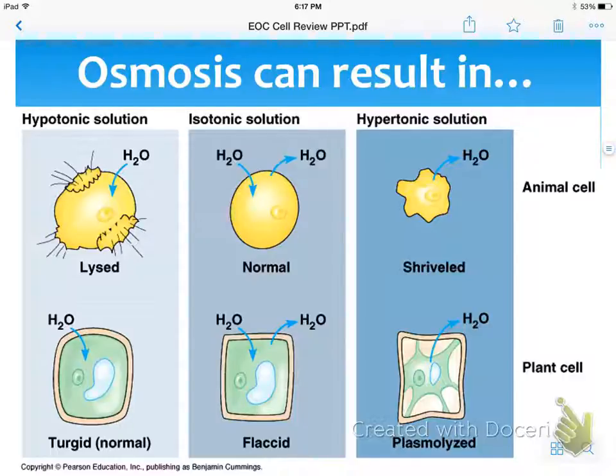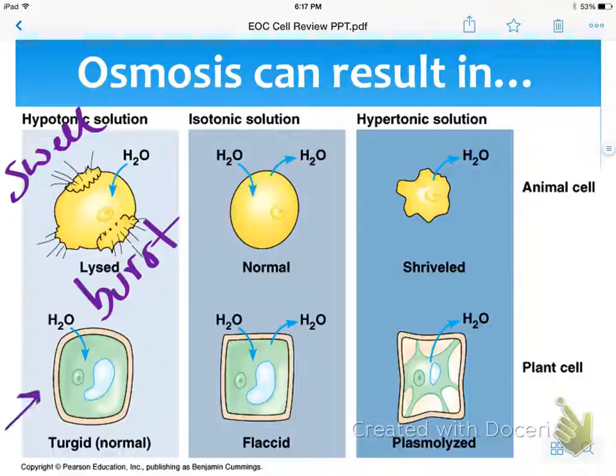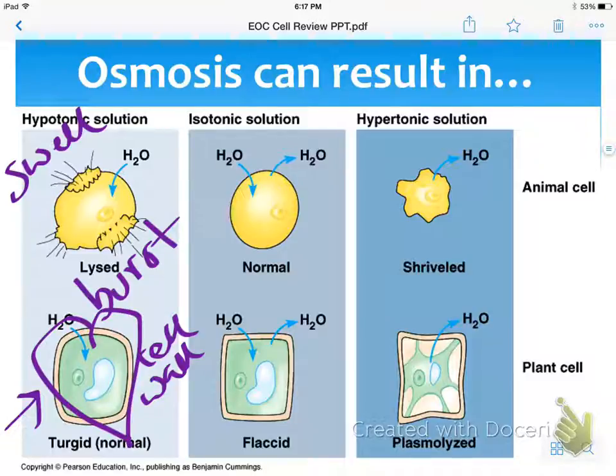So in a hypotonic solution, a cell is going to swell and it could burst. But if it's a plant cell, it won't burst because of the cell wall. So the cell wall prevents that cell from bursting. And actually, plants love this. This is what plants want to be, is hypotonic.